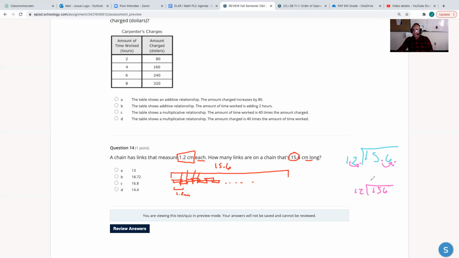All right, 12 goes into 1 0 times, but it goes into 15 once. So it's going to be 12. We have a remainder of 3. Bring down the 6. And 12 goes into 36 exactly 3 times because 12 times 3 is 36. Ladies and gentlemen, there's going to be 13 links exactly. That is it, guys. Do not worry about the answer as much as understanding how I got the answer.